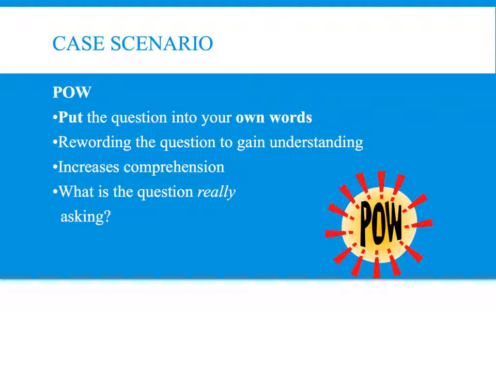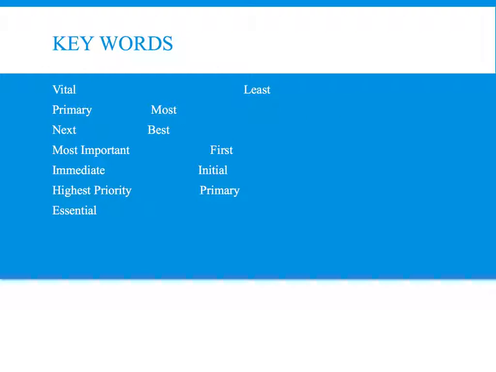This little acronym of POW is basically being able to put the question into your own words. So reword it to better gain understanding of what really is being asked of you, and so that you don't create a scenario that doesn't exist or make up something that isn't there. What is the question really asking is what you're asking yourself, and then you're putting it in your own words. We have a few examples that we can practice in the next few slides. Some of the key words to pick out in the pieces of the scenario and in the pieces of the question are listed here.